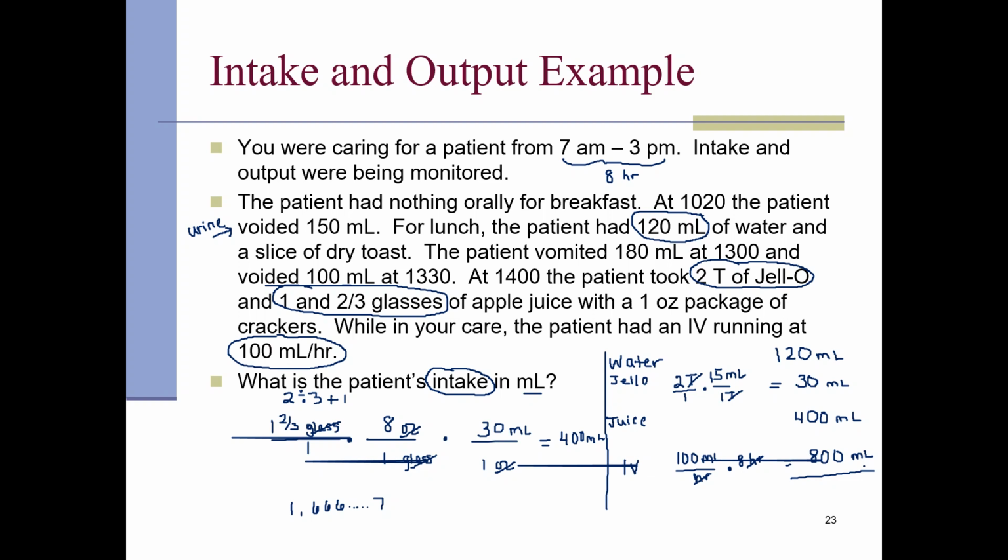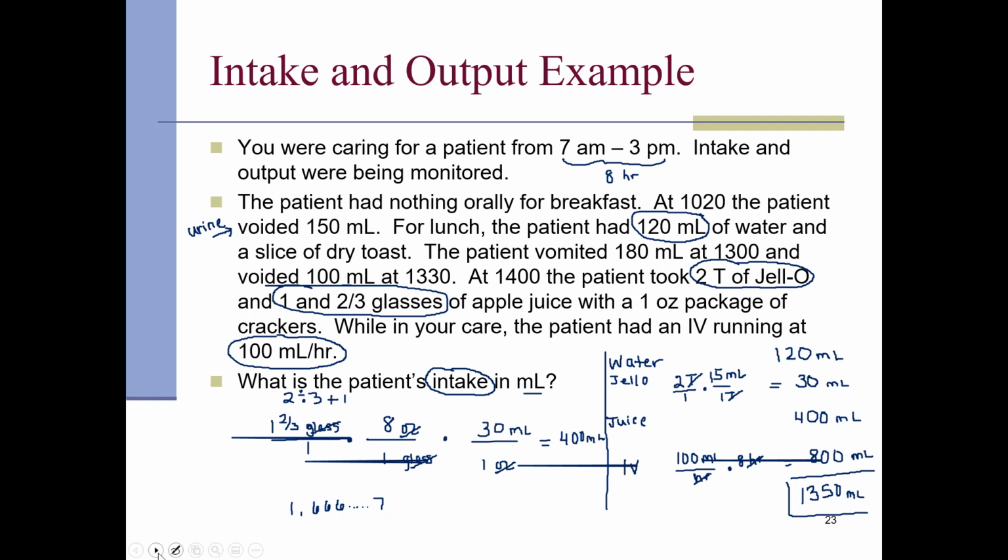Now I'm ready to do the math and add up the fluids, the liquids that this person took in. So I have 120 plus 30 plus 400 plus 800, and I have a total of 1,350 milliliters of intake. And so that is my answer to this question. Key things to remember is to make sure that you're getting everything in milliliters. We use dimensional analysis to do that. Make sure you're only taking down the things that are intake and the things that are liquid.